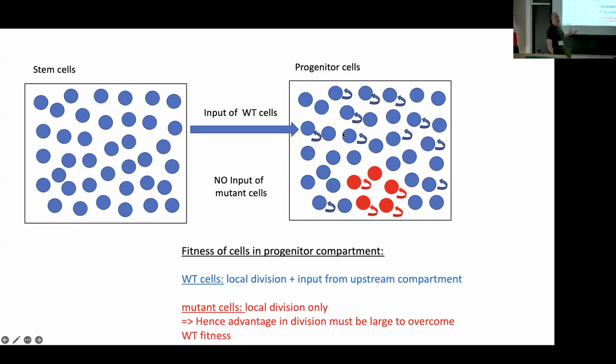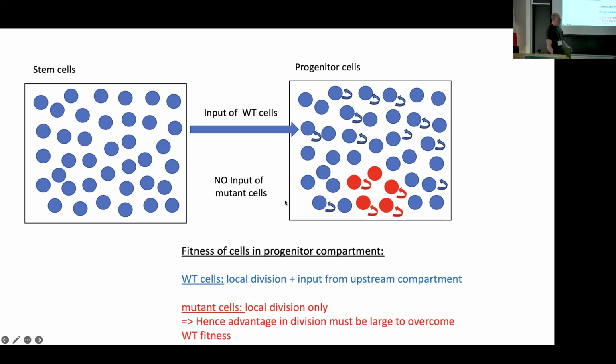There are two components to the fitness of a mutant. One component is the reproduction within the progenitor cell compartment. And here the mutant cells have an advantage because we assume they're advantageous in the model. So they do have this growth advantage because they have a higher self-renewal capacity.